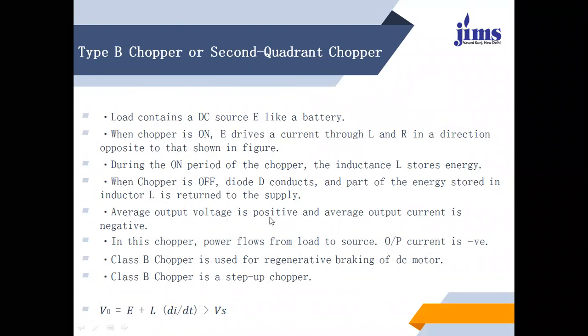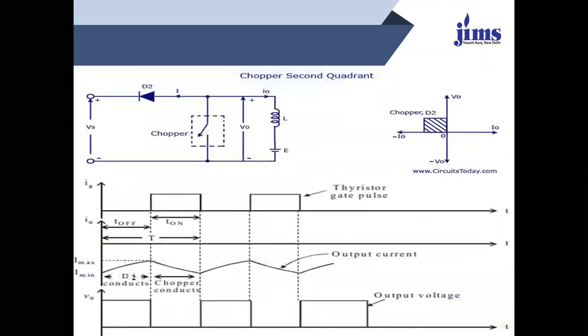Average output voltage is positive and average output current is negative. In this chopper, power flows from load to source. Output current is negative. Class B chopper is used for regenerative braking of DC motor. Class B chopper is a step-up chopper. So V output equal to E plus L di by dt, which is more than Vs. Under this one, we find that the inductance is placed over here.